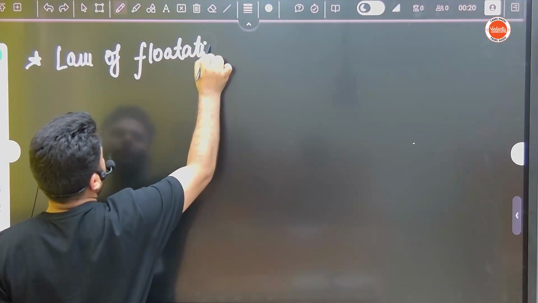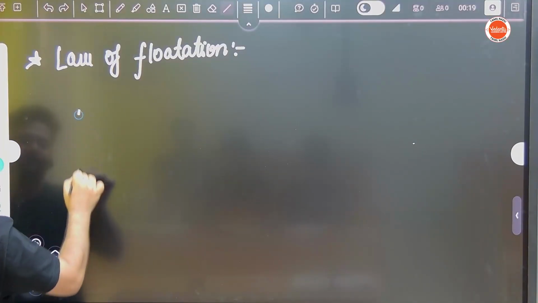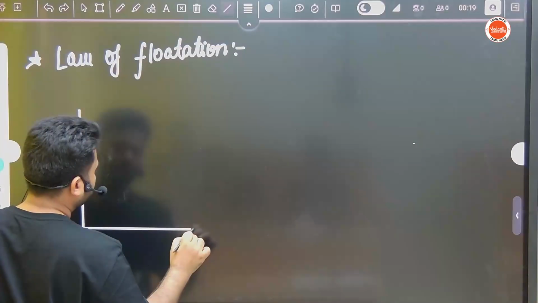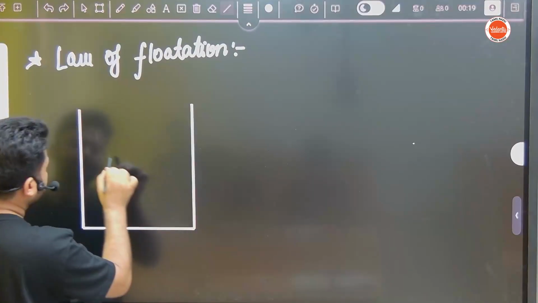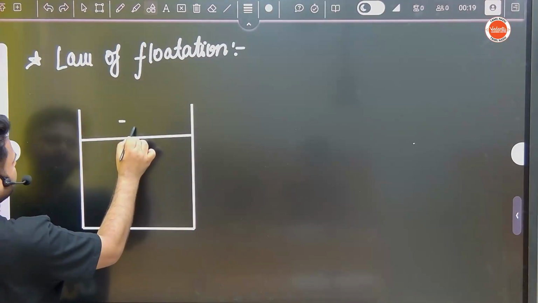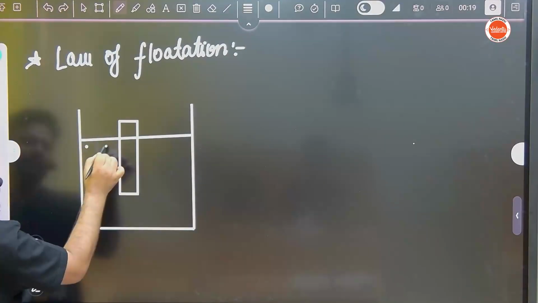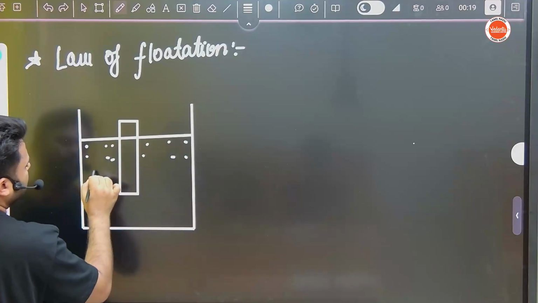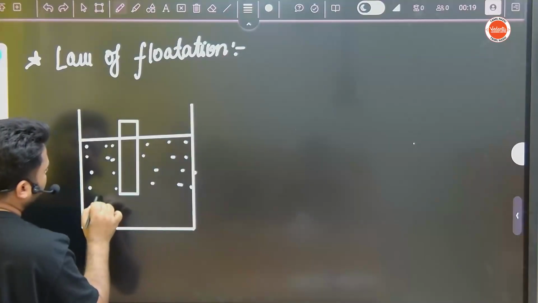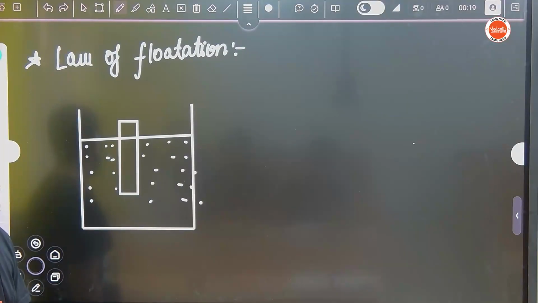If the object is floating, what does this mean? Suppose this is the object and it is floating inside the liquid. It means the object is not going down. It is not accelerating down.